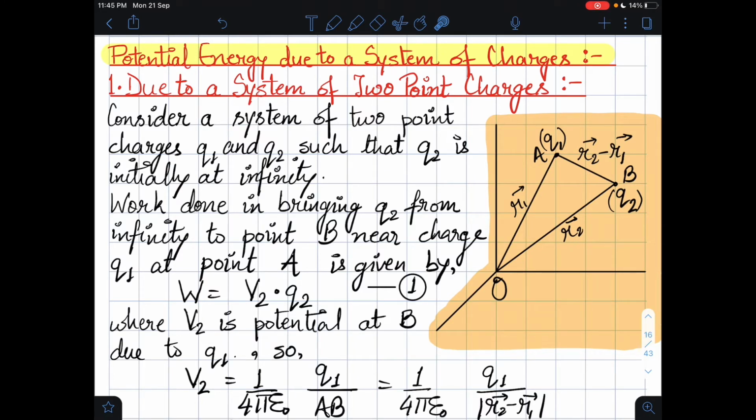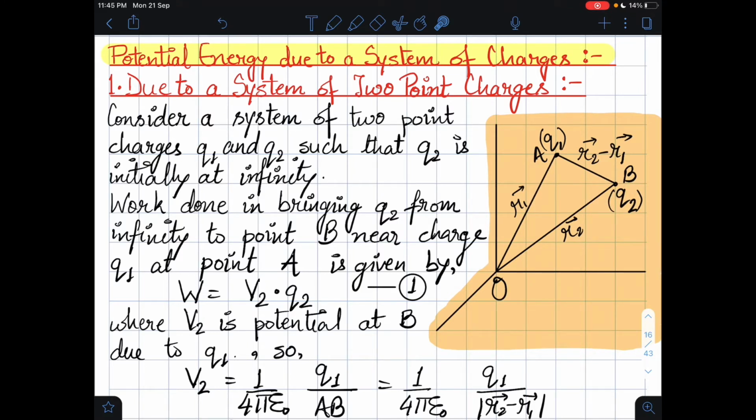So, work done in bringing q2 from infinity to point B. Just consider, when there is no field here, my first charge comes here, no work is done in bringing it because it is not experiencing any force. But as soon as the second charge comes, this first one will apply some force on it, so we will have to do some work on it to make it come here. So this is the work done we are going to find out.